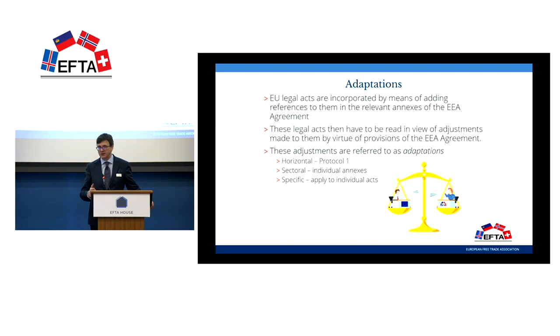These adaptations can be found in different provisions or different places in the agreement. First of all, we have Protocol 1 that contains what we refer to as the horizontal adaptations. Then in the individual annexes, you may have what we refer to as sectoral adaptations, and those refer to the specific policy areas regulated by the individual annexes. But then we have the third category, which are specific adaptations, and those only apply to specific acts.